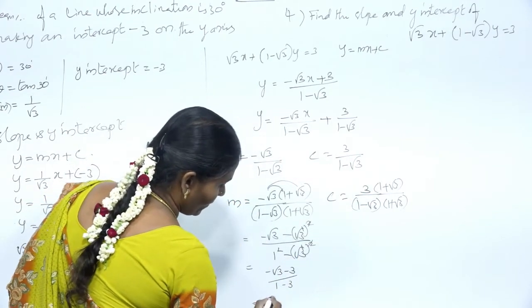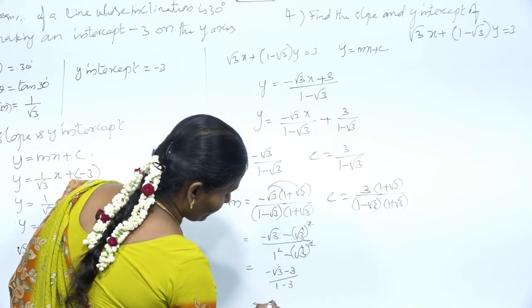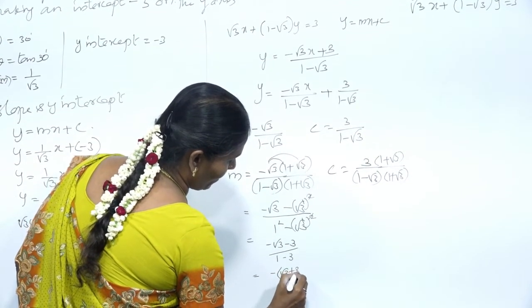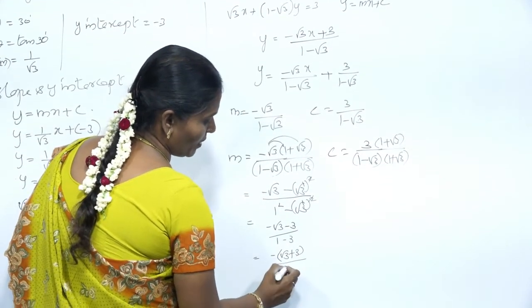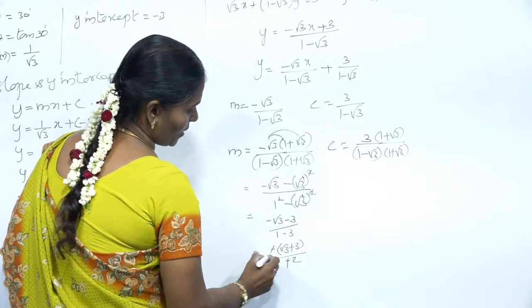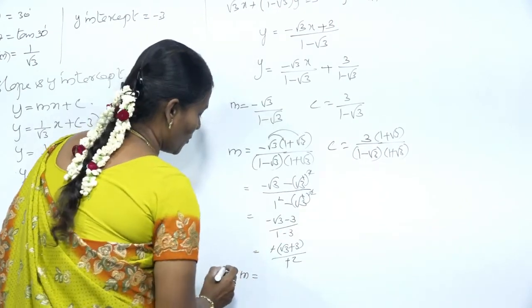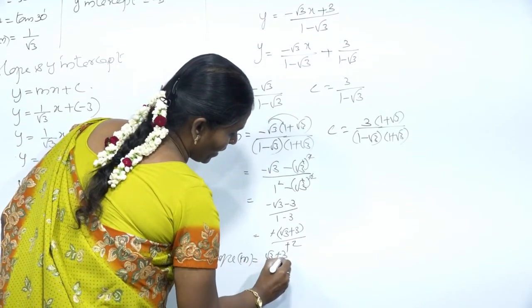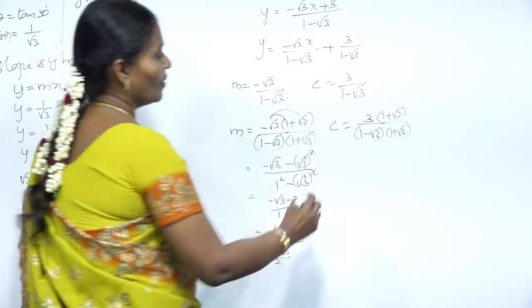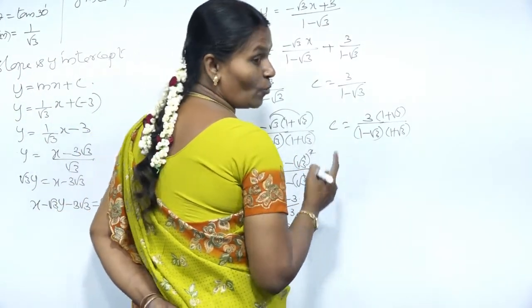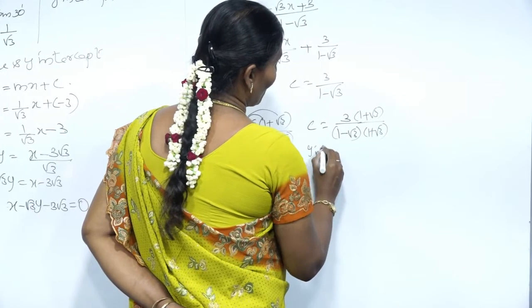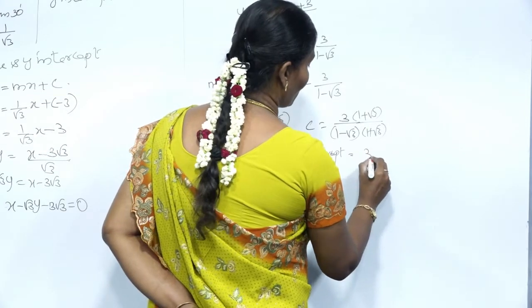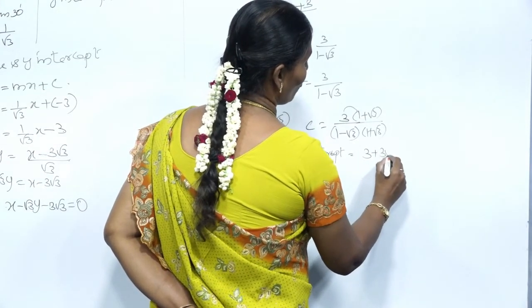Now what do we get here? You take a minus outside, so root 3 plus 3 by, here 1 minus 3 means minus 2. So cancel this minus minus. So here m, that is the slope, is equal to root 3 plus 3 by 2. Now we see c. c means the y-intercept. What is that? You multiply to get 3 plus 3 root 3.